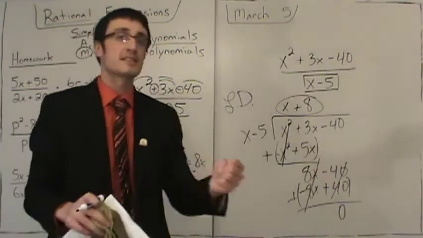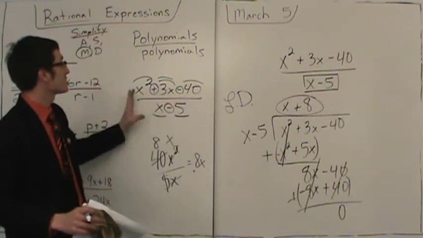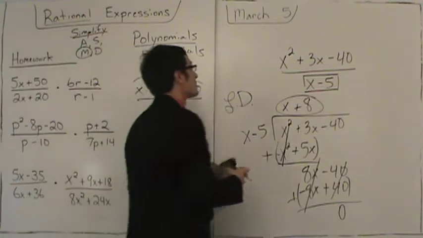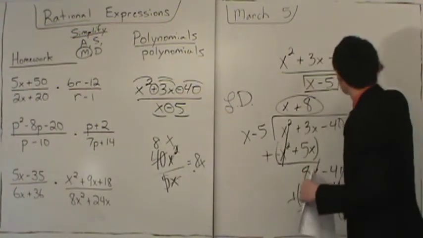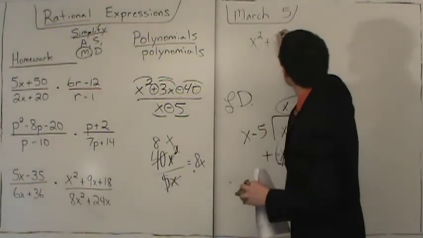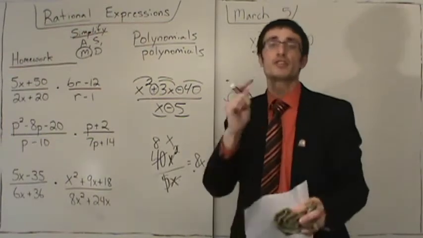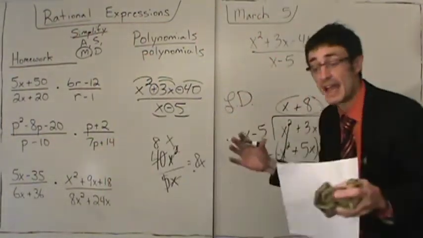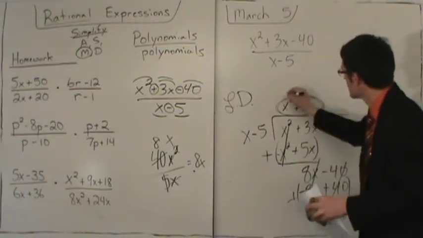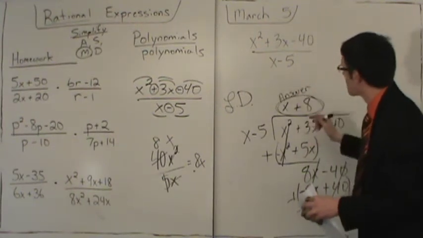When can you cancel in this class? You can cancel when there is multiplication. But you are not allowed to cancel when there's addition, because addition is like jail bars. It locks everything up to the left and right. So looking at this problem, x squared plus 3x minus 40 divided by x minus 5, how are we going to create a situation in which we can cancel? Well, we have to create products. We can arrive at this answer much more quickly by factoring.